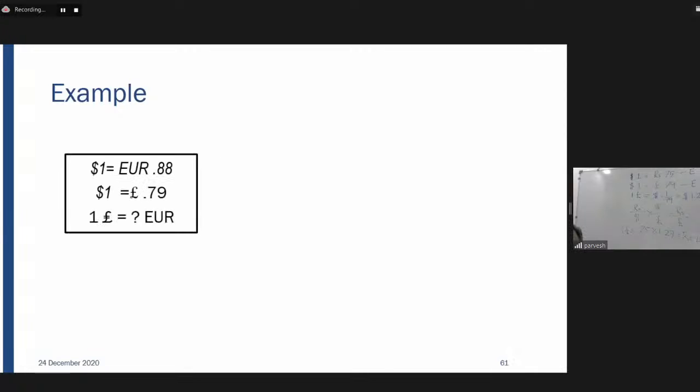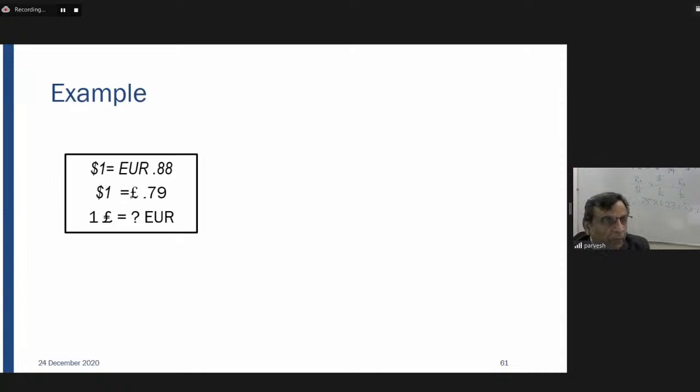Now move to the second one. Because the PPTs were not visible, that's why I'm putting it across again. The second example is that $1 is equal to €0.88, and the second quote is that $1 is equal to £0.79. So we have to calculate what is the price of 1 pound in terms of euros.